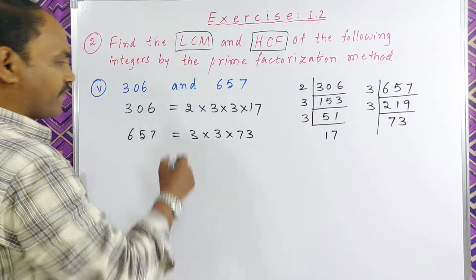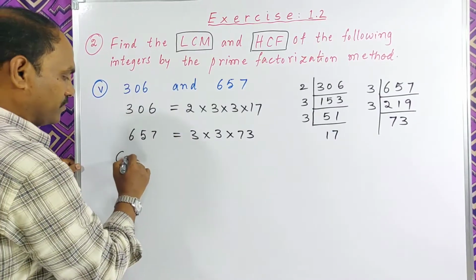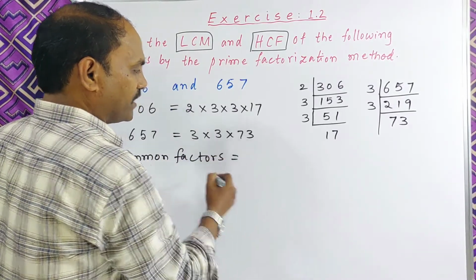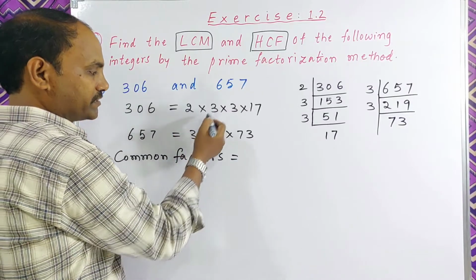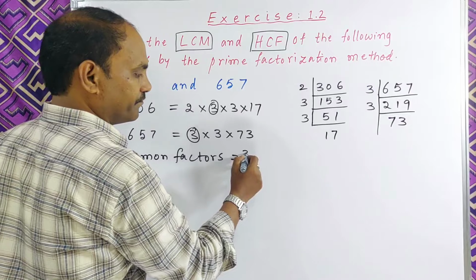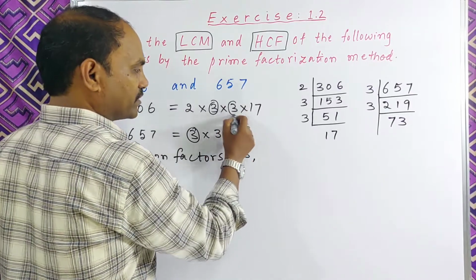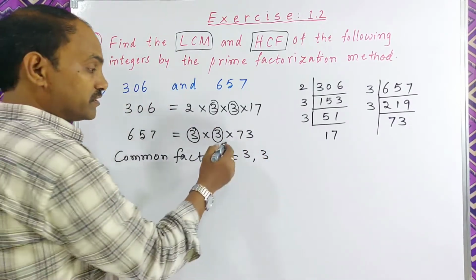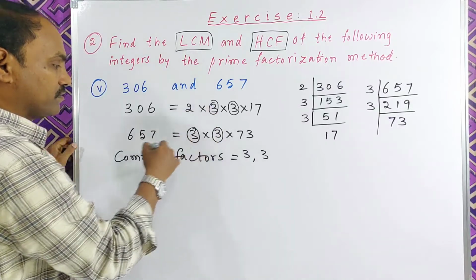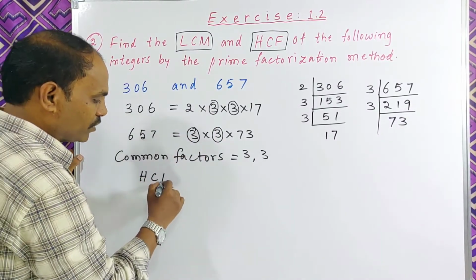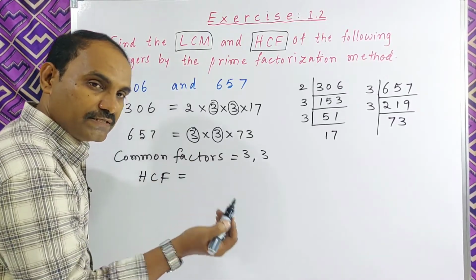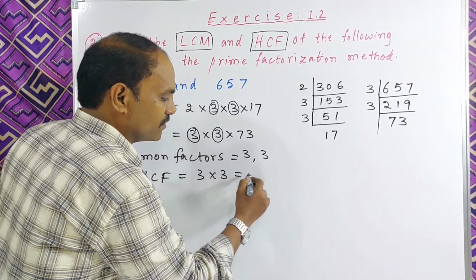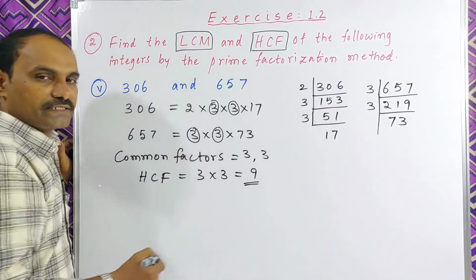Okay. Now find out the common factors here. What are the common factors? 2 is there, here not there. 3 is there, here it is there. So 3, and one more 3 is also a common factor. 17 and 73 are not common. So two 3s are common in these two numbers. HCF is the multiplication or product of common factors, means 3 into 3. 3 threes are 9. 9 is your HCF.